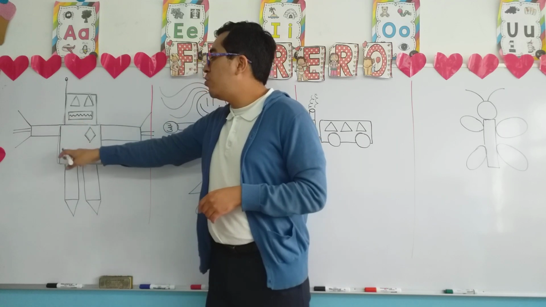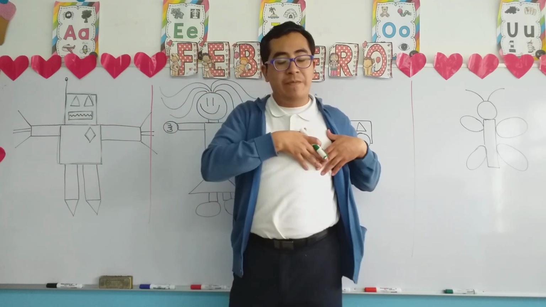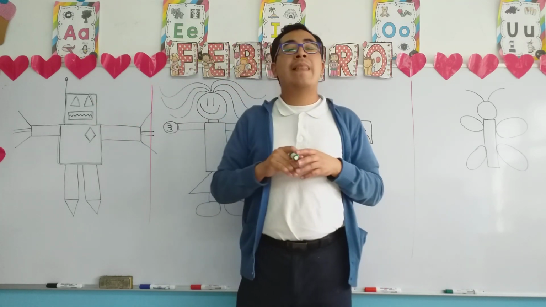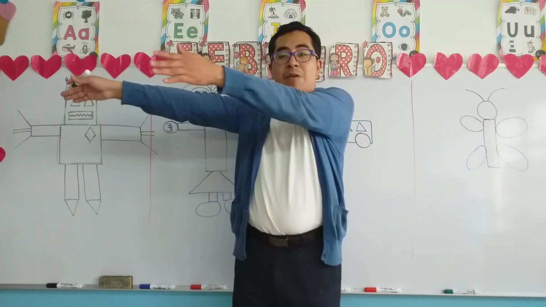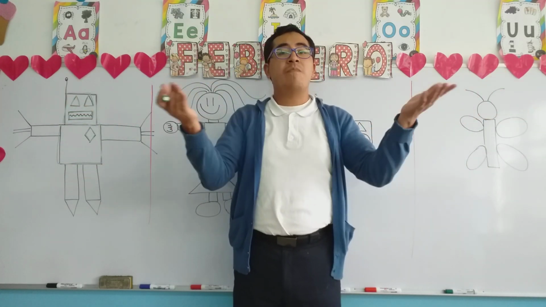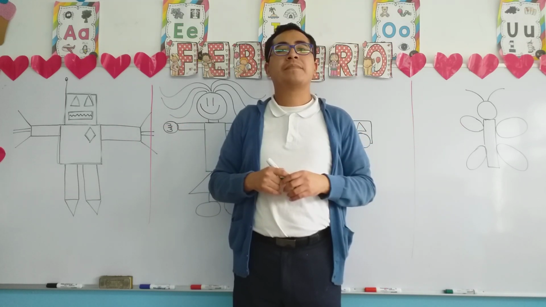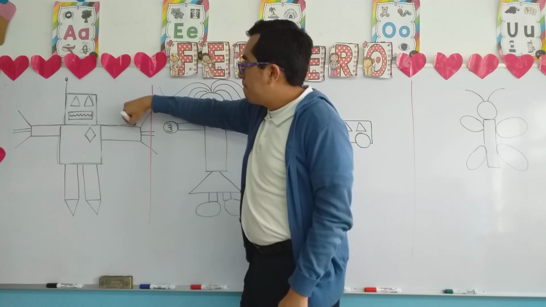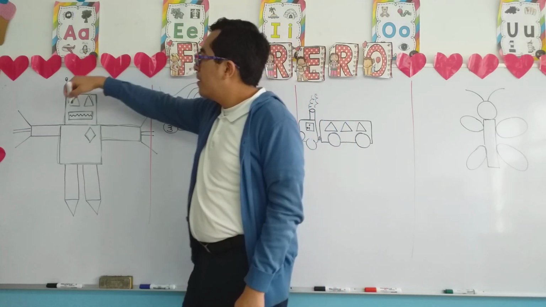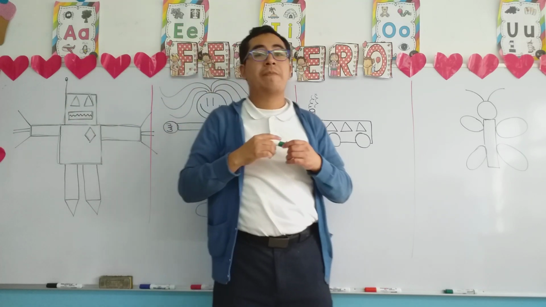So, we already finished with the part of the body, which is a square, the heart of it, which is a rhombus. Let's continue with the arms of the robot. For the arms, para los brazos, what geometric shape can we find? ¿Qué figura podemos encontrar? Rectangles, very good. One rectangle, two rectangles.